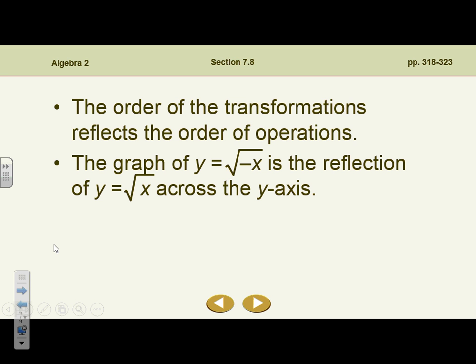Does everyone have that written down? Because it's kind of important. I would put a little star highlight that the negative x inside reflects across the y. Okay.